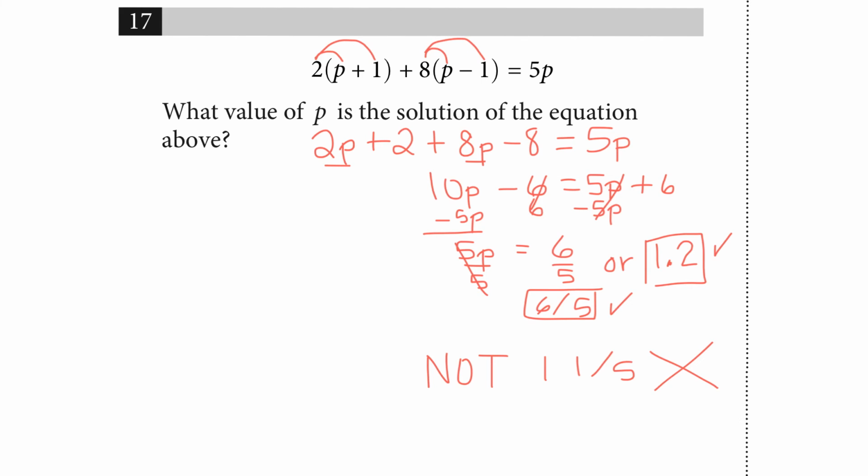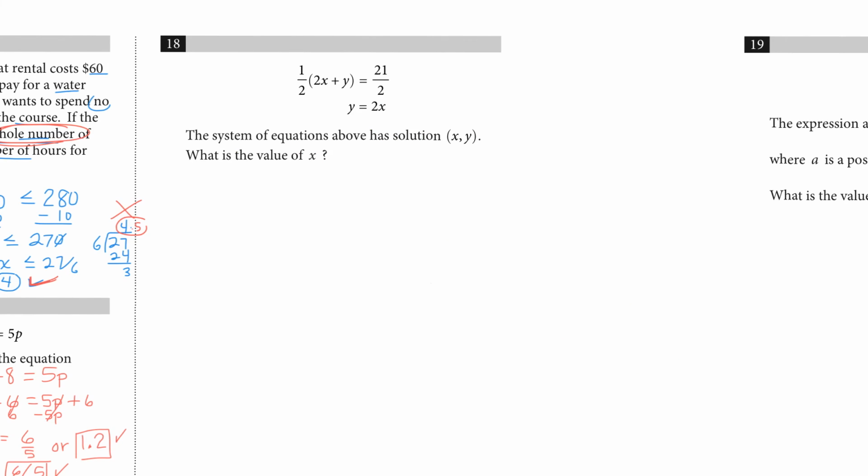That's problem number 17. Problem number 18, y equals 2x. So I'm going to replace y here with 2x. So I'm going to have 2x plus 2x. That's 4x, isn't it? So I'm going to have 1/2 of 2x plus 2x, which is 4x.